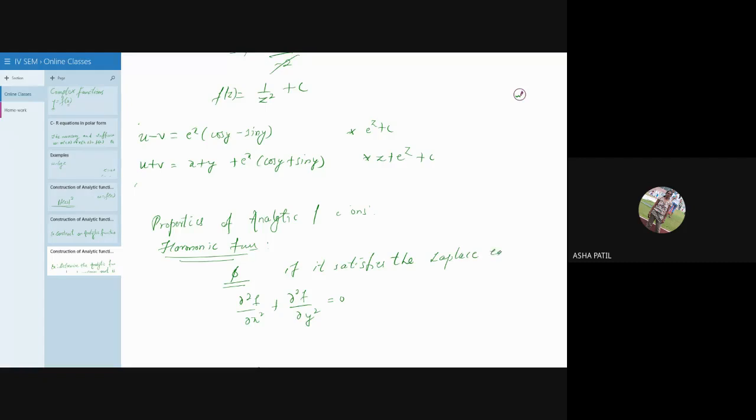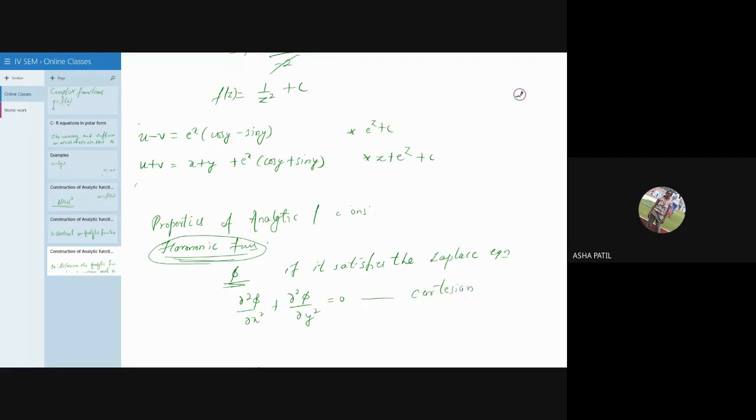So if phi is any function and if it satisfies this Laplace equation, let me write phi instead of f. If phi satisfies the Laplace equation, that means dou square phi by dou x square plus dou square phi by dou y square is equal to 0, then we say that this function phi is a harmonic function. A function phi is said to be harmonic if it satisfies the Laplace equation. Now this is in the Cartesian form.